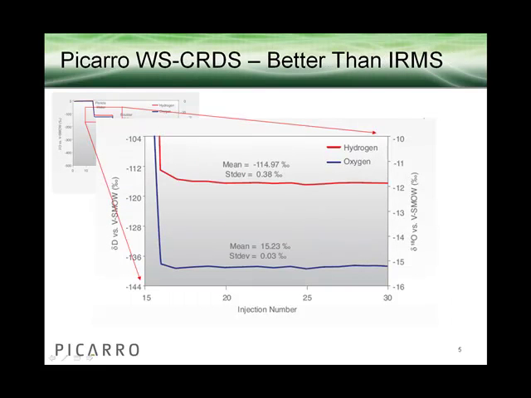If we look at an expansion of one of the samples, we see several important characteristics. First, the Picaro systems show minimal memory in both oxygen and hydrogen isotopic measurements. We attribute this to the design of our vaporizer unit, which will be discussed in more detail in an upcoming webcast. Second, the precision for both isotopes is equal to or better than typical IRMS data, 0.38 per mil for delta-D and 0.03 per mil for delta-18O.